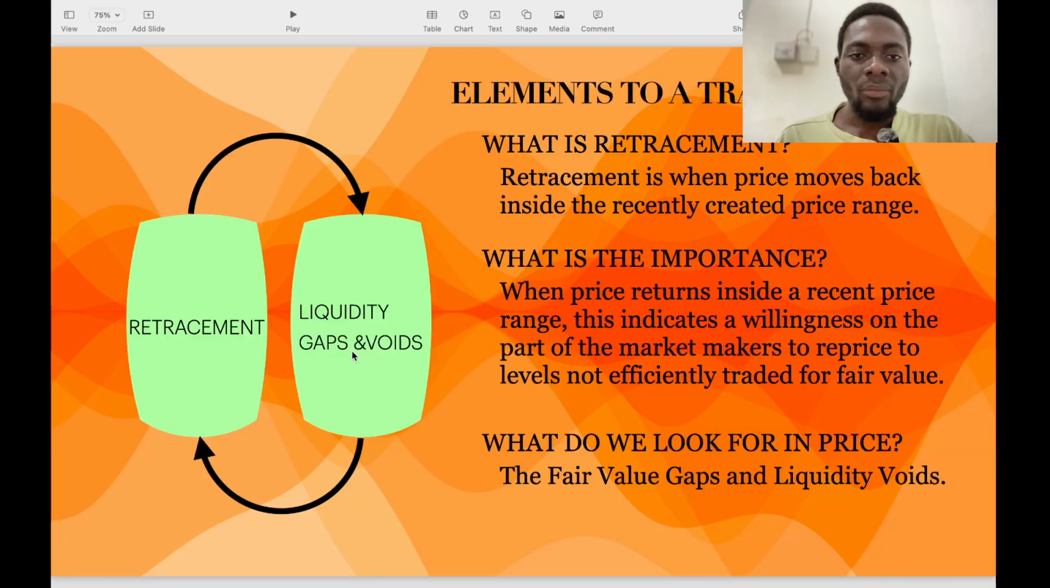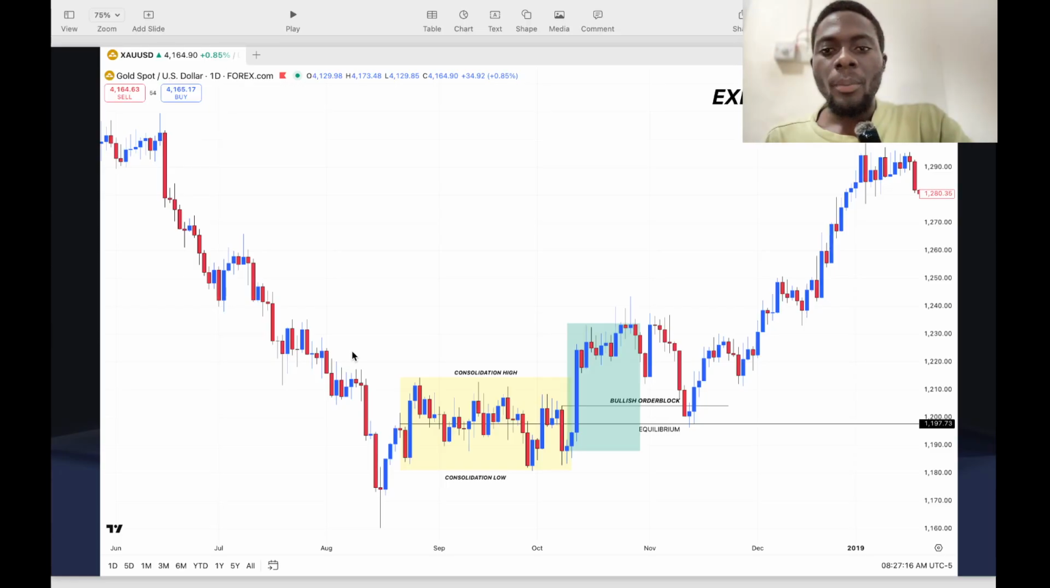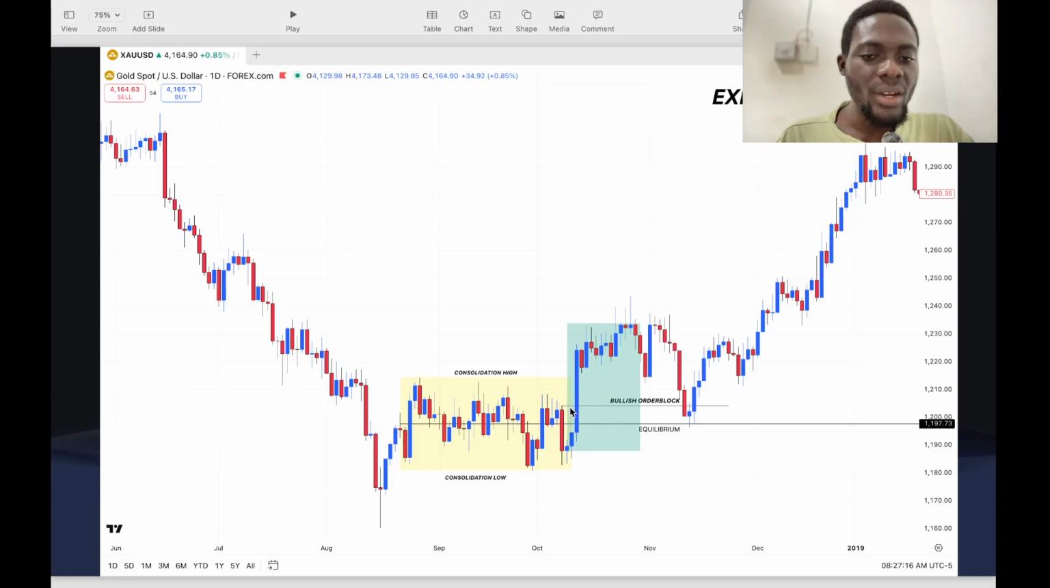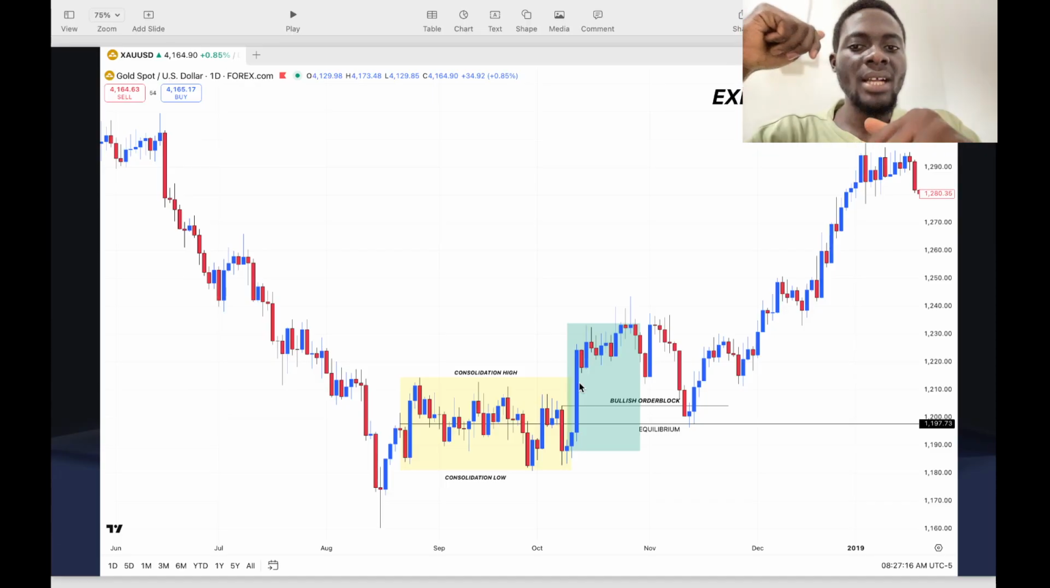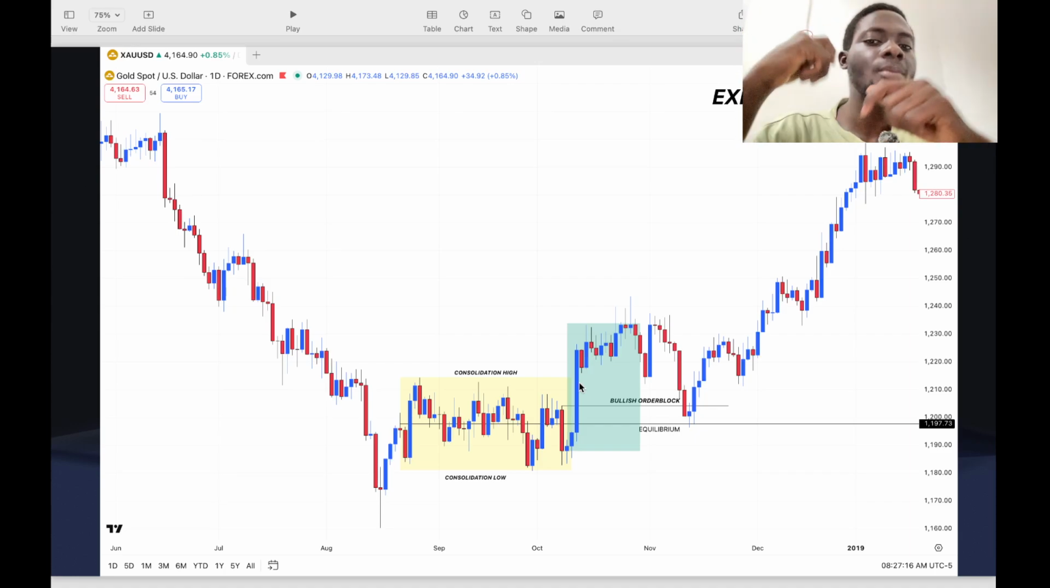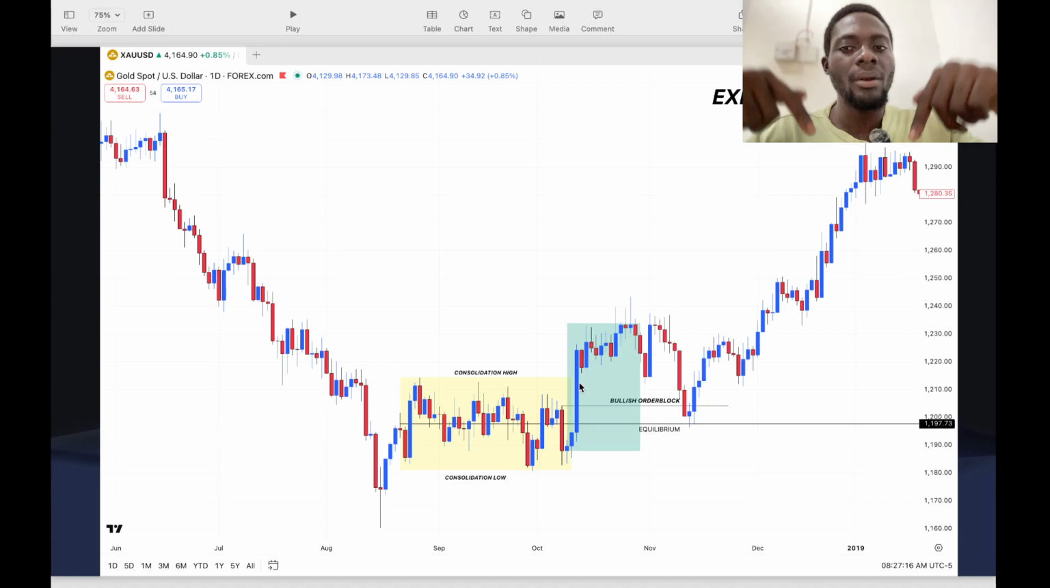That's why I told you earlier that when price got here, you can see over here, it showed a reaction. That's just a reaction to the liquidity void or the fair value gap. I'll explain later why at certain points it reacts off of the liquidity void or the fair value gap and just keeps going. And sometimes it comes all the way to the bullish order block or the bearish order block.